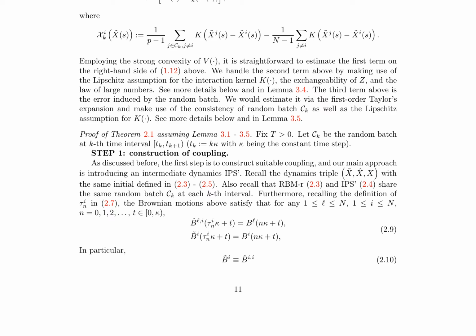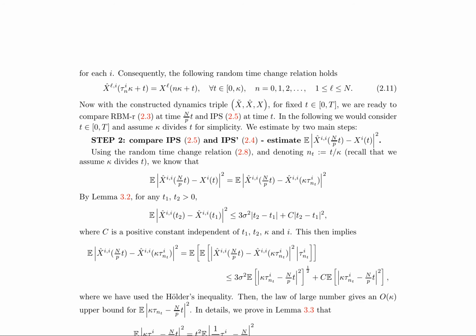This preserves the exchangeability of the variables involved, allowing for practical calculations to be made using only the diagonal elements of IPS. The authors then estimate the distance between IPS and IPS, using the random time change relation, the continuity property of the dynamics, and the law of large numbers. This results in an O(square root kappa) upper bound for the distance between IPS and IPS.